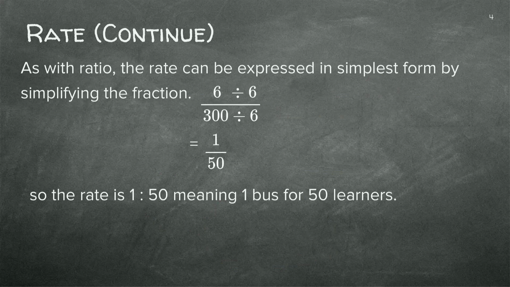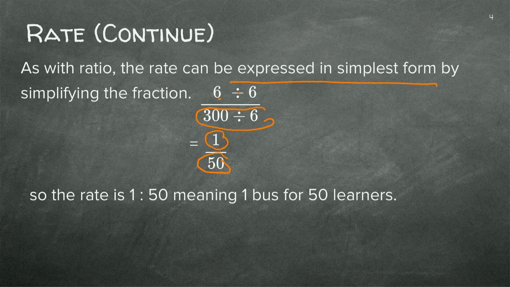So if we have to work out a ratio, we always have to express it in its simplest form. Now that's why I said it's much easier to do it in a form of a fraction. So for example, we've got the 6 buses for 300 learners. To work that in the simplest form, we can divide 6 into 6, and 6 can also go into 300. So what we do at the top, we do at the bottom. So 6 divided by 6 will give us 1. 300 divided by 6 will give us 50.